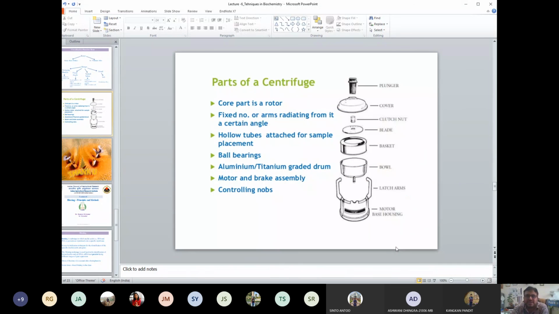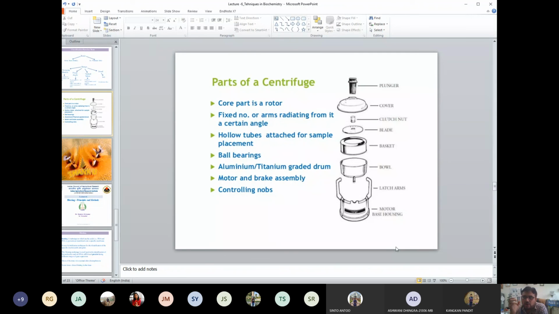Coming on to the parts of a centrifuge, this we should know. We have a core part, which is basically the rotor, which I have explained. Then we have an arm or a radiating arm which is fixed at a certain angle. Then you have a hollow tube attached for sample replacement. Then you have a ball bearing for the rotation of that particular rotor. Then you have a drum, which is basically an aluminum or titanium grade drum.